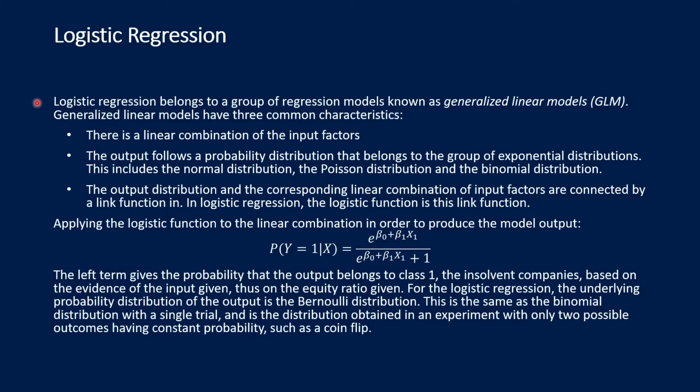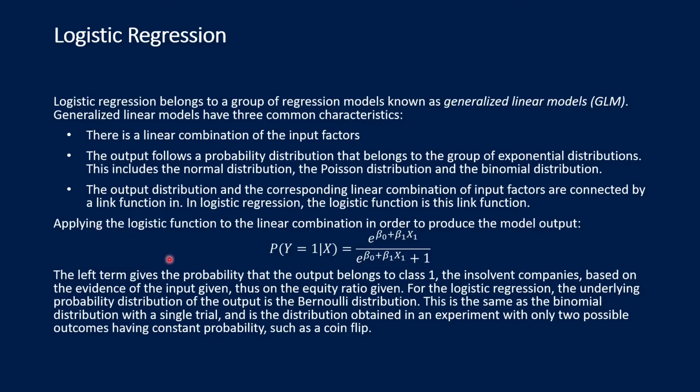Logistic regression belongs to a group of regression models known as generalized linear models. These generalized linear models have three common characteristics. First, there is a linear combination of the input factors. Second, the output follows a probability distribution that belongs to the group of exponential distributions. This includes the normal distribution, the Poisson distribution, and the binomial distribution. And the output distribution and the corresponding linear combination of input factors are connected by a so-called link function. In logistic regression, the logistic function is the link function.